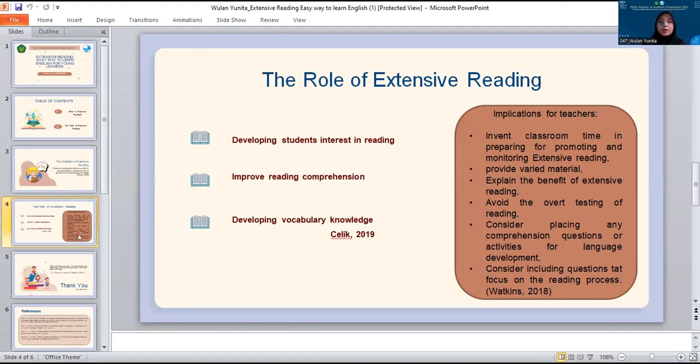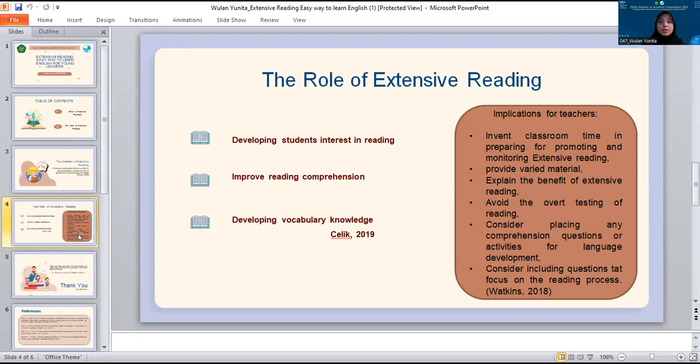According to Watkins 2018, the implications of extensive reading for teachers are, first, invest classroom time in preparing for, promoting and monitoring extensive reading. The second is provide various materials, ensuring the learners can find texts that they are interested in and appropriate to their reading level. And the third is explain the benefit of extensive reading. The fourth is a way to offer testing of reading. And the fifth is consider any comprehension-question-like activities for language development, for example, vocabulary exercises.